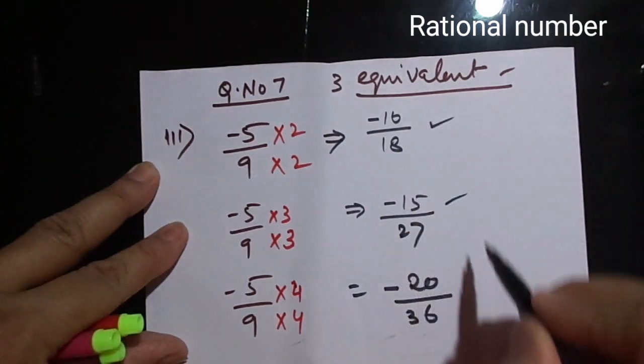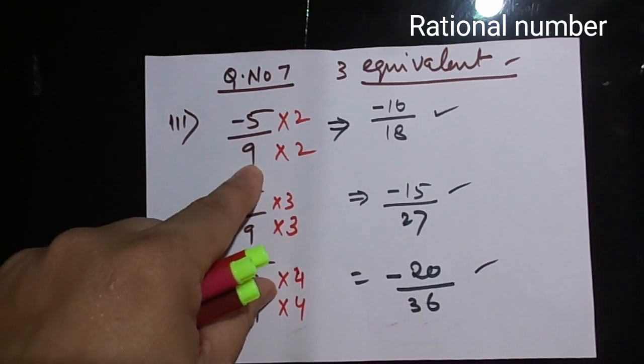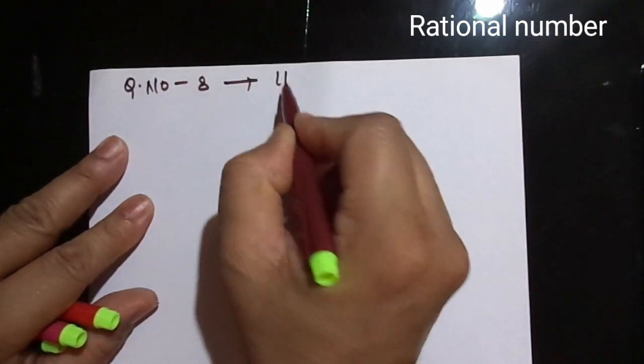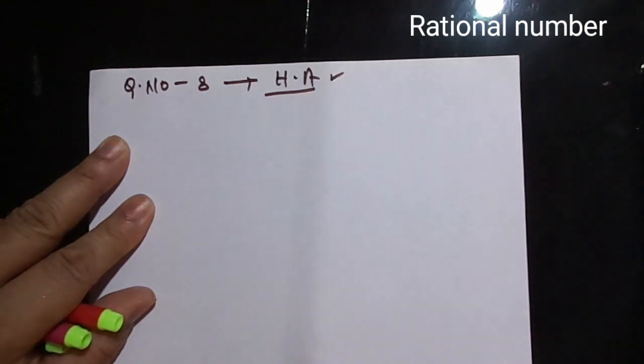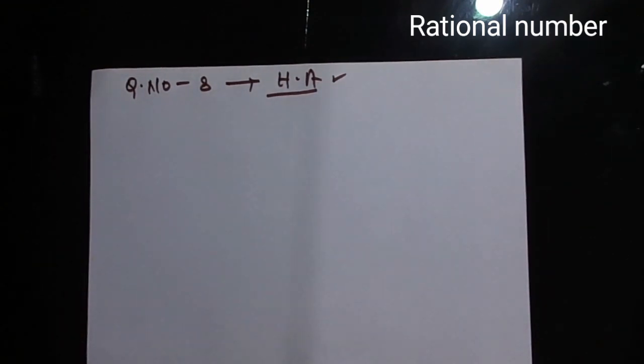So these are the equivalent numbers of minus 5 by 9. All of them are equivalent to minus 5 by 9. Okay. Let's come to question number 8. Which of the following are not rational numbers? So till now, I hope all of you have understood what rational numbers are. So question number 8 should be done as home assignment. Clear? And I'm not going to do these kinds of simple sums. You will also say, sir, the video was too long.